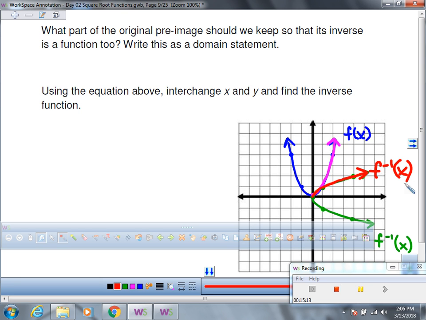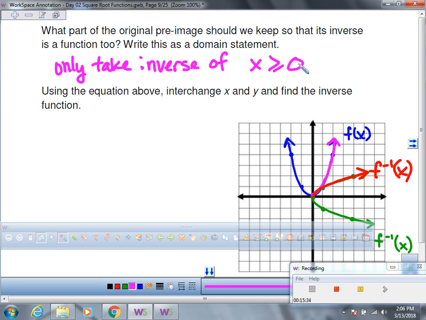Okay, so how would I put that? I would only take the inverse of everything greater than 0 when x, right? Everything greater than 0. I'm going to take that. And that's going to make everything greater than 0 on the y-axis.